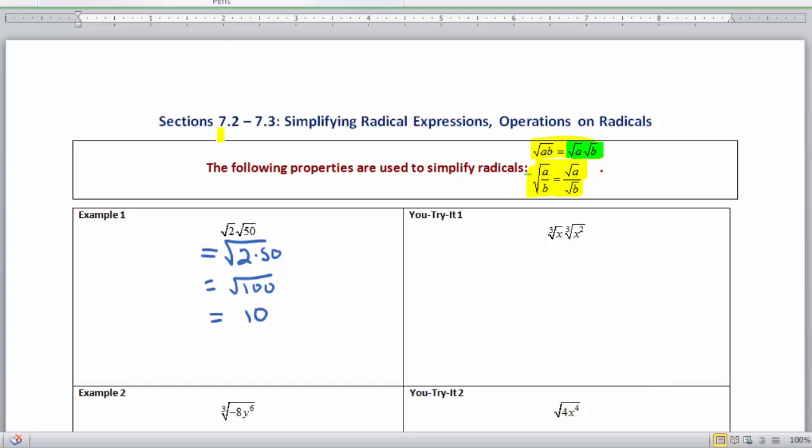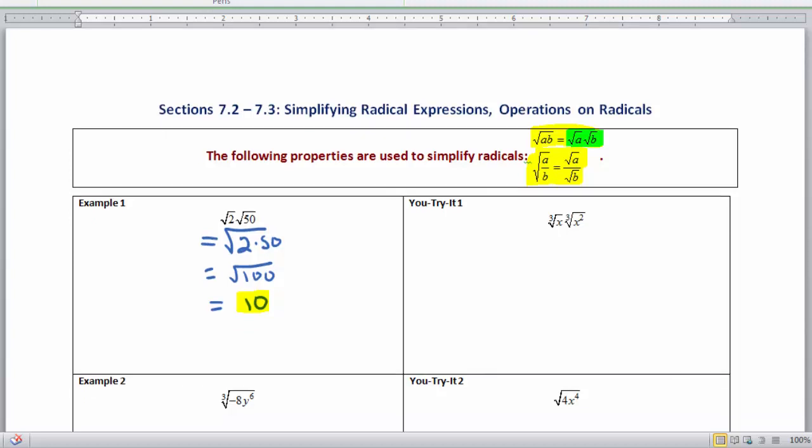Okay? And remember, when you see that radical sign, without a negative sign in front of it, it means that you're taking the principal, which is the positive square root of the number. Right? So that's positive 10 and not negative 10. Right? And not plus or minus 10. So when you see the radical sign, you take the principal or the positive square root of the number. So the square root of 100 is 10.